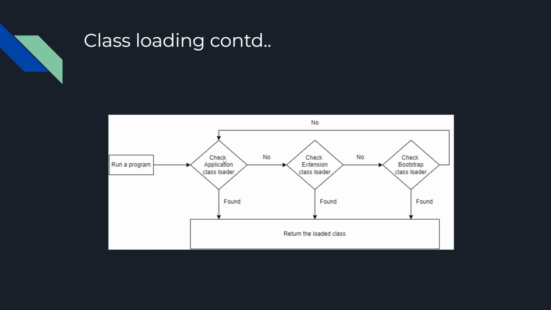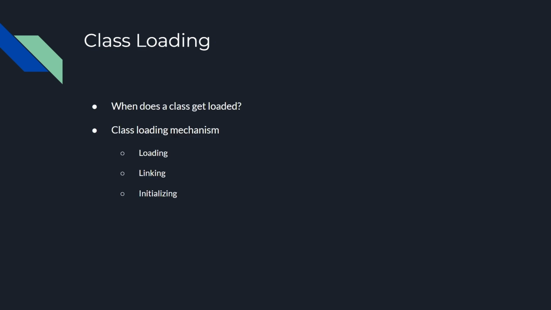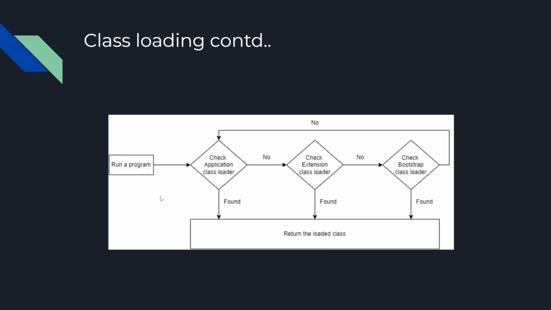Okay. And so what the application class loader will do, it will try to load that class. If the class gets loaded successfully, in that case, the class will be returned to the JVM and the JVM can start its execution. So the class loading mechanism has 3 steps, as we saw here: loading, linking, and initializing. So let's talk about class loading steps.